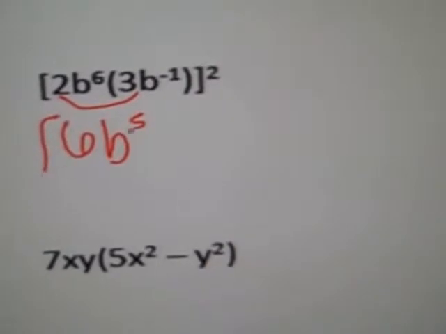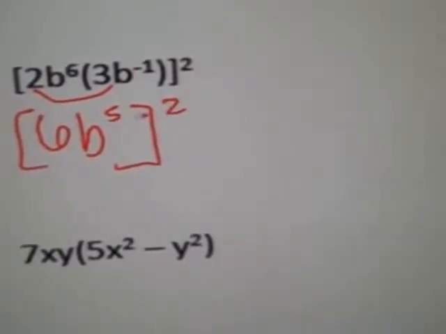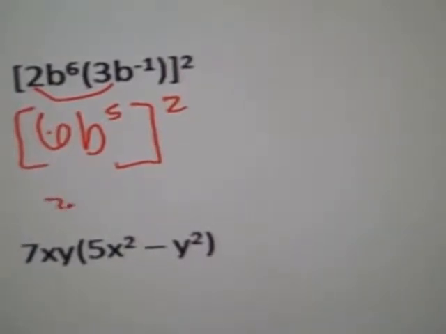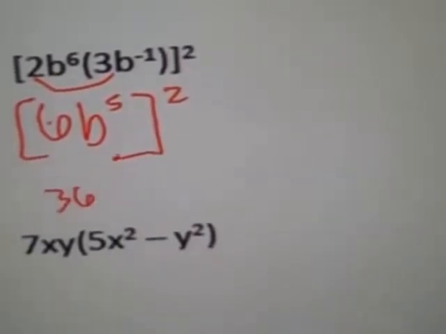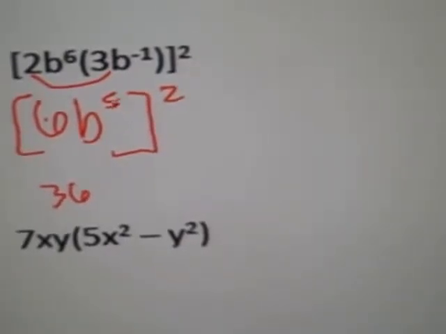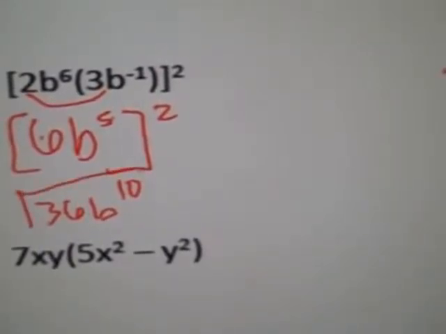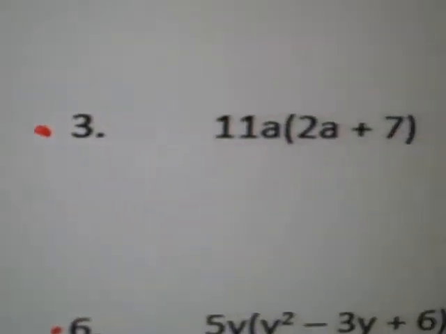And all of this, 6b to the 5th, I am going to square it. I have to square the 6, and I get 36, because 6 times 6 is 36. And I square the b to the 5th. That is the same thing as multiplying 5 times 2, I get 10. It will be b to the 10. 36b to the 10.